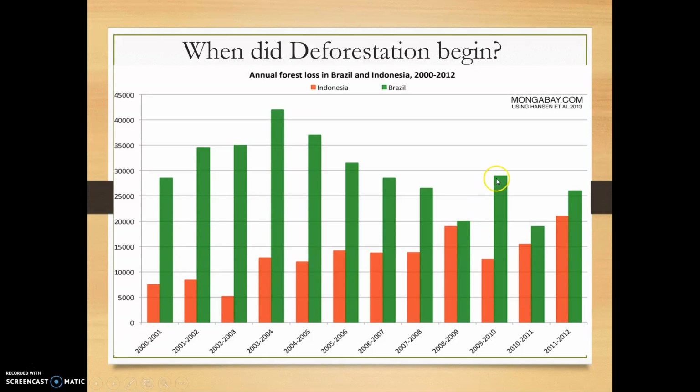We did have an increase in deforestation in 2009, 2010. Then it backed down again and went back up to about 25,000 annual forest loss in Brazil. So what contributed to this? Well, back in 1968, the Brazilian government began building roads in central Brazil, which led to the Trans-Amazon Highway.